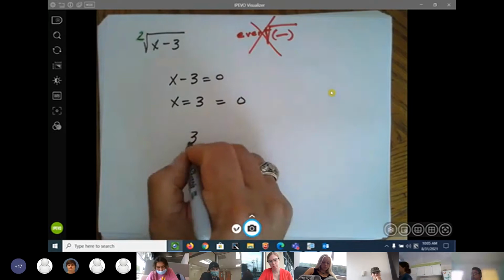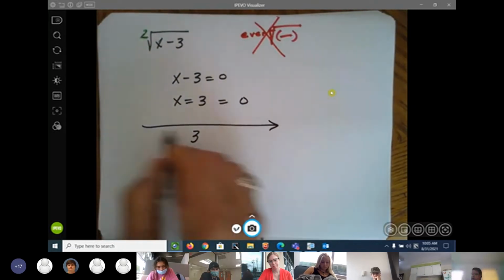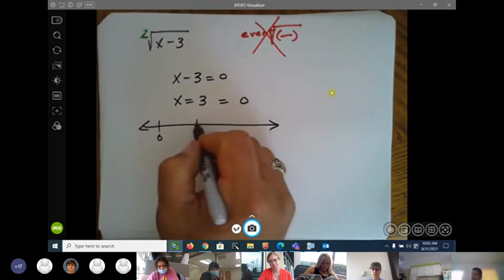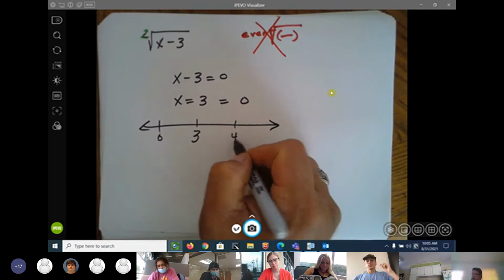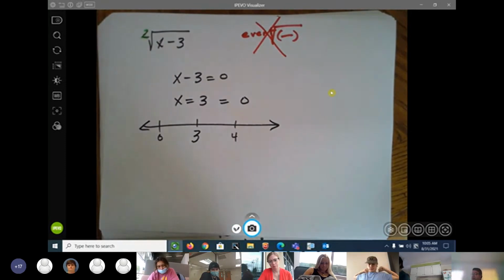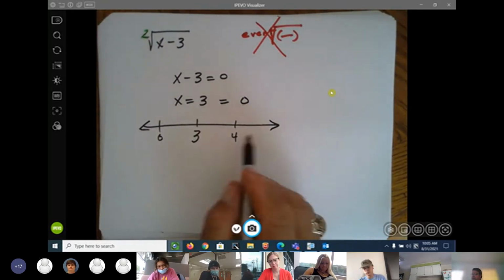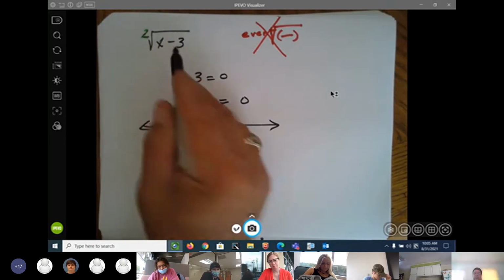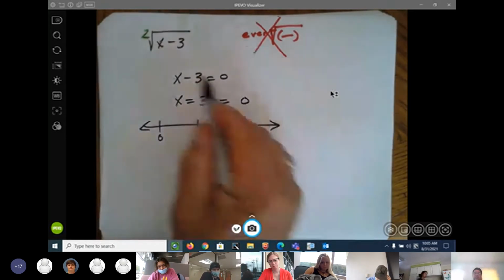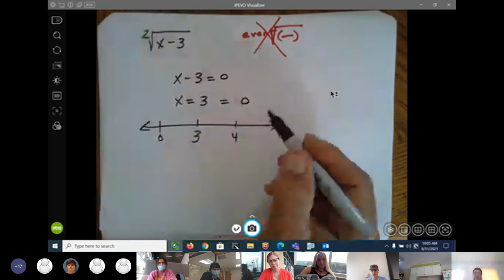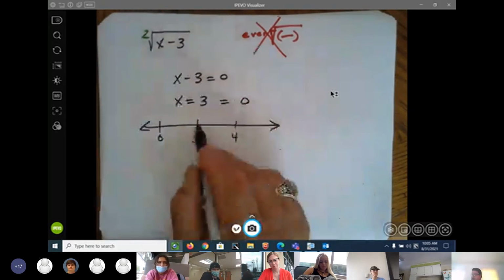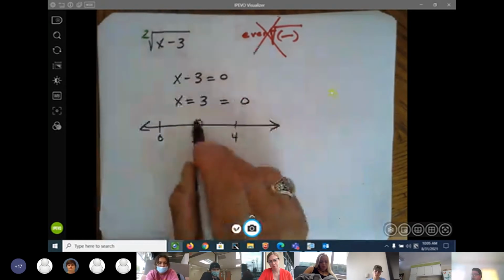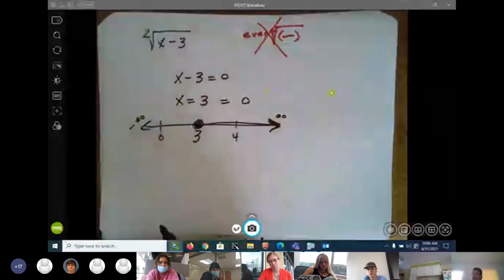So what numbers will give us a negative number? Well, 3 is on the number line right here. There's 0, there's 3, and there's 4. Let's see what 4 gives us. 4 minus 3 is a whole number. 5 minus 3 is... so we can use any numbers greater than what? Greater than 3.